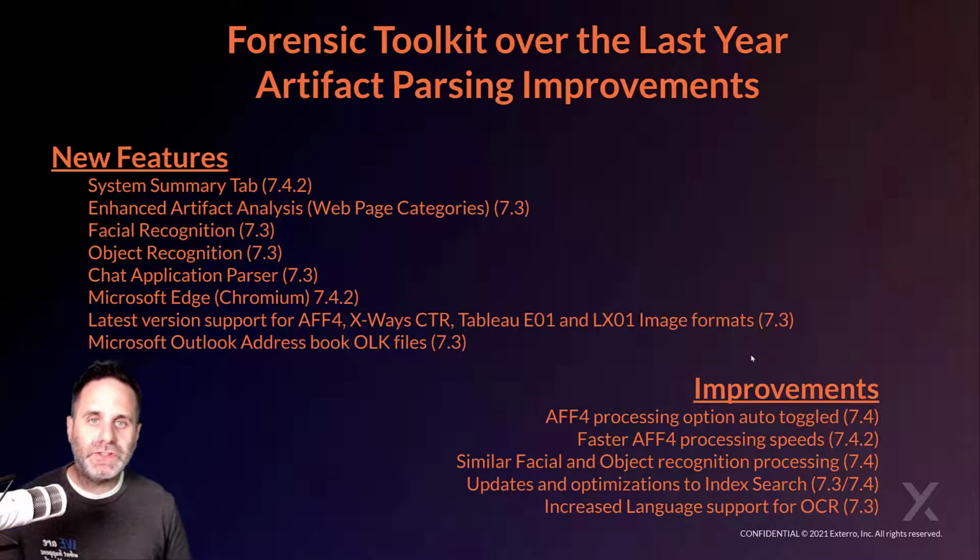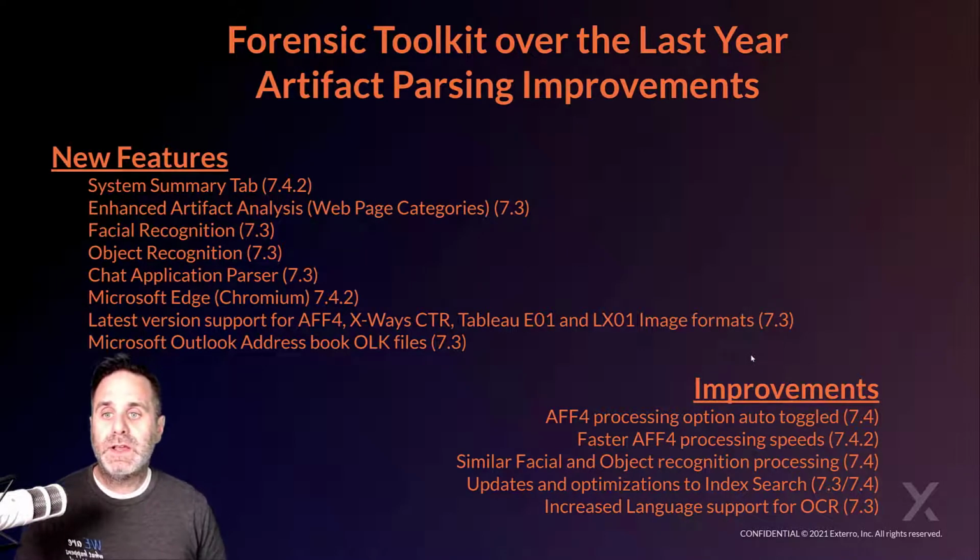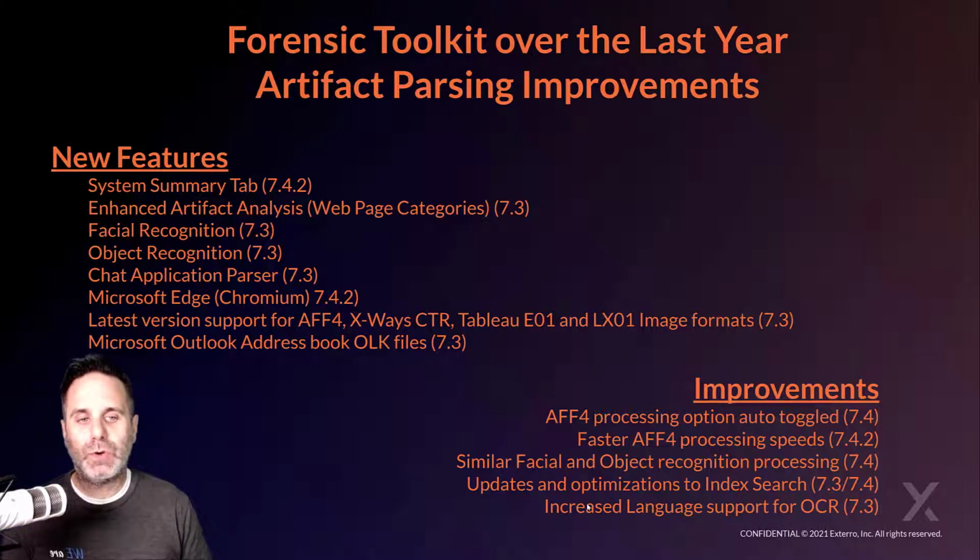All right, some new features and artifacts that we've added to the parsing. The new system summary tab in 7.4 is huge, parsing a massive amount of registry information, but continue to look at this tab for future improvements. We've got a lot of big plans for it. The enhanced artifact analysis web page categories, I did a video on that one as well. Facial recognition, we did a video on that one. Object recognition, chat application parser, Microsoft Edge Chromium was added by giving it its own category. We also added the latest version support for AFF4, XWay CTR, Tableau E01, and LX01 image formats, so that's good.